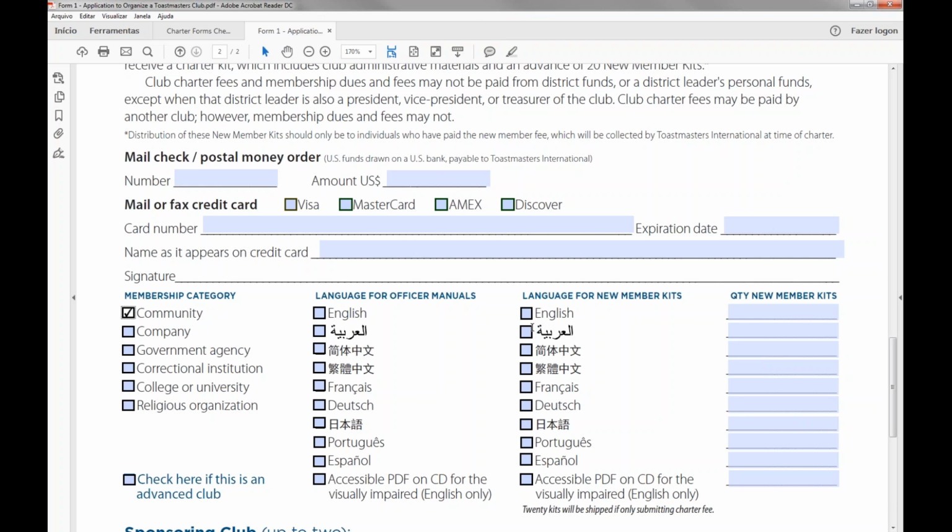Now, there is an important thing. You are not paying for the members kit. The $125 is to pay for the fee and the right to use Toastmasters concepts. The 20 manuals are going to be paid when we charter the club. That's the way to do it.